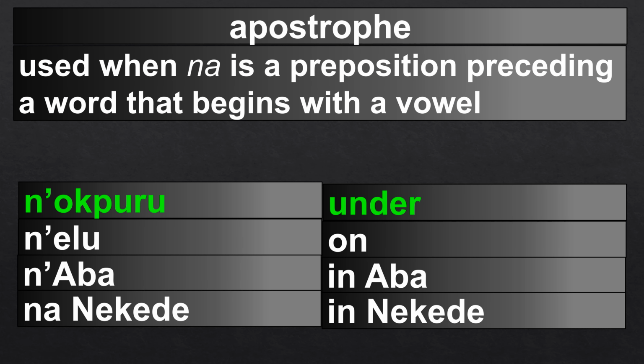For example, na okpuru. Na okpuru is under, like when you say na okpuru osisi, under the tree. As you can see, okpuru begins with o, which is a vowel. So we don't write na in full, we write n'okpuru. Same with elu, n'elu. Elu is also a word that begins with a vowel. So we write n'elu, like when you want to write n'elu osisi, which is on the tree. So n'elu is on.